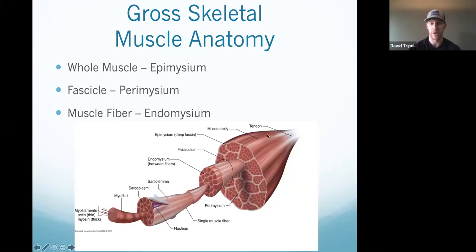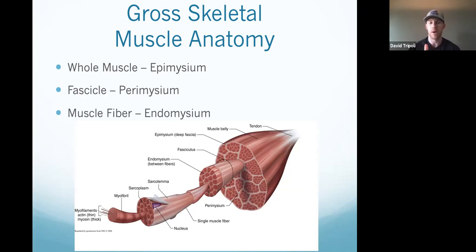If you look down here, again, whole muscle, but then that can be broken down into a fascicle. That can be broken down even more. And then we're into a single muscle cell made up of myofilaments, and we'll look at how a muscle contracts. And we'll see that too.